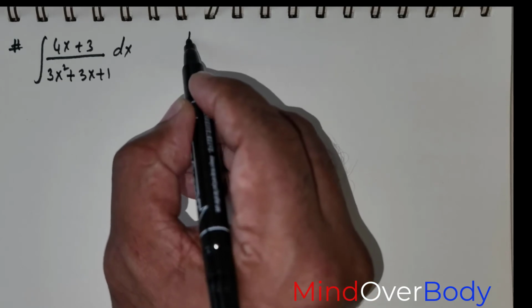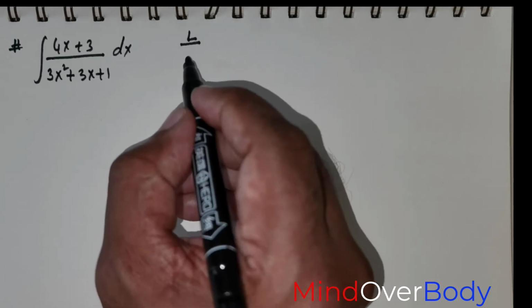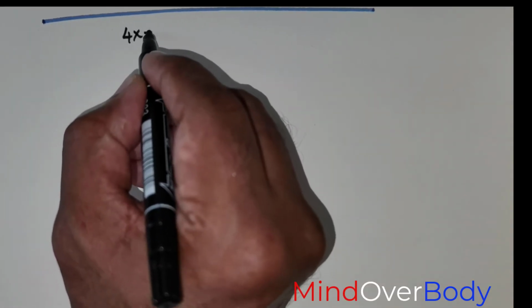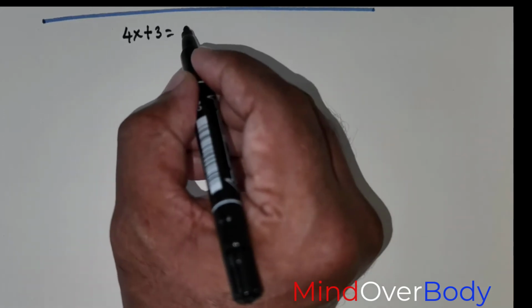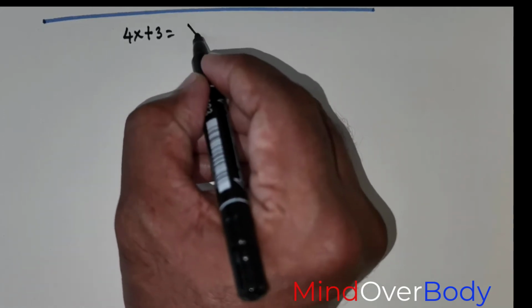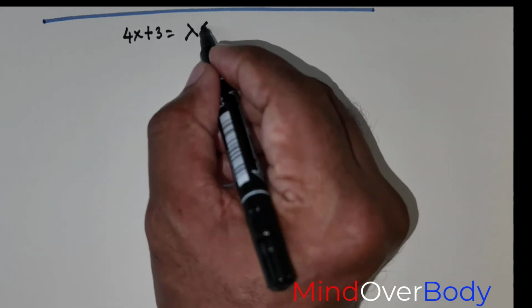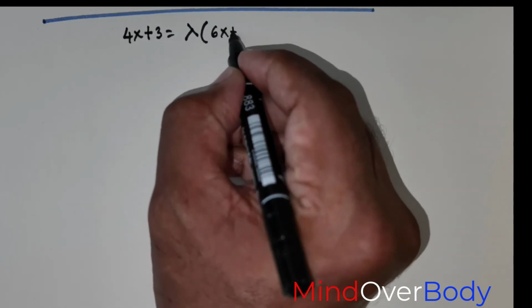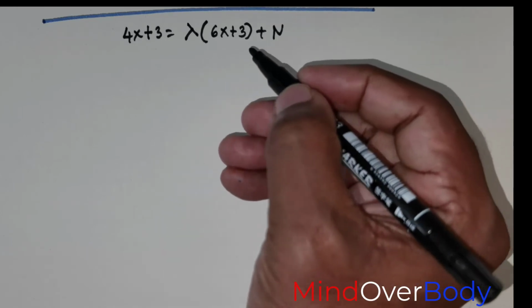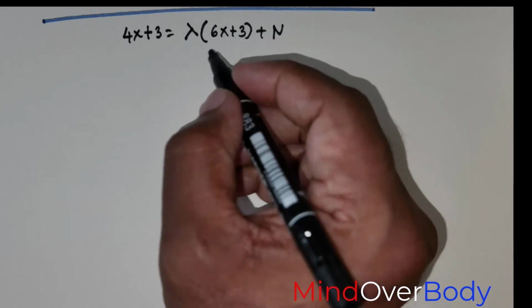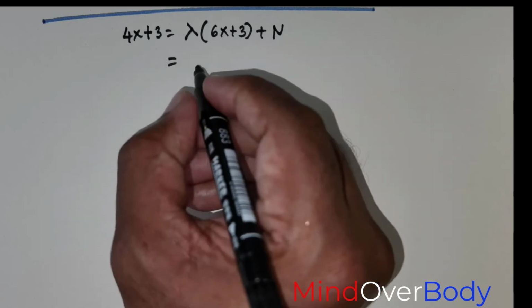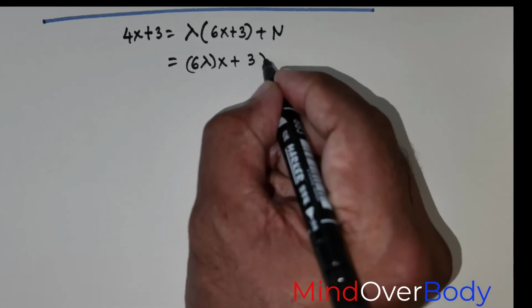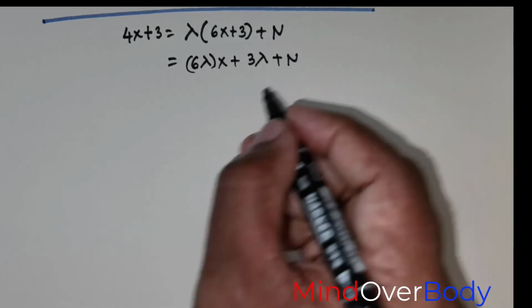Now closer observation would reveal to us that this is of the form linear over quadratic. So we will have to rewrite the numerator, which is 4x + 3, as some constant times the differential of the denominator. In this case it's going to be lambda times (6x + 3) + mu. Now if we were to distribute this, this is going to be 6 times lambda times x + (3 lambda + mu). This is what we've got.